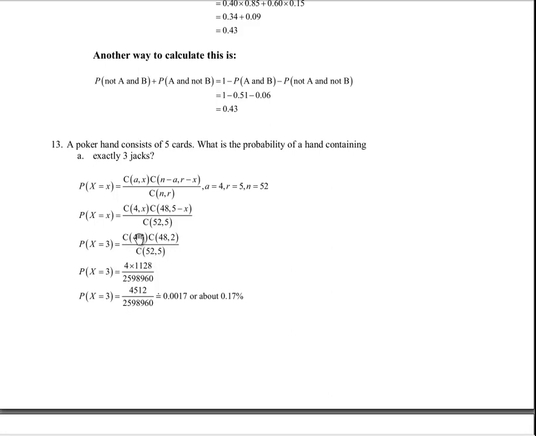So these two combinations work out to 4 and 1128. 52 choose 5 is a fairly big number, a little over 2.5 million, and it multiplies and divides to this, so 0.0017, or about a 0.17% chance. So on any given hand, you've got about a 0.2% chance of it having 3 jacks exactly. So not a very good chance.